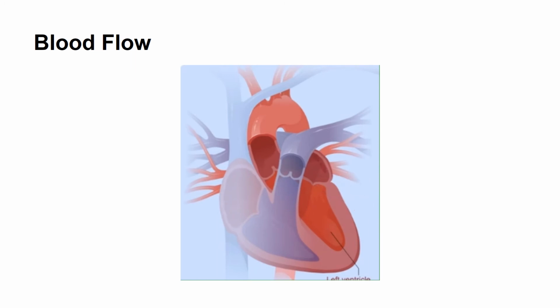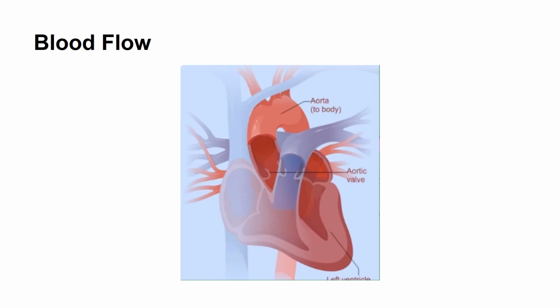When the heart's left ventricle is full, the mitral valve closes and prevents backflow of blood into the atrium. The heart's left ventricle now contracts and the aortic valve opens and oxygen-rich blood is pumped into your aorta and carried around the rest of your body.